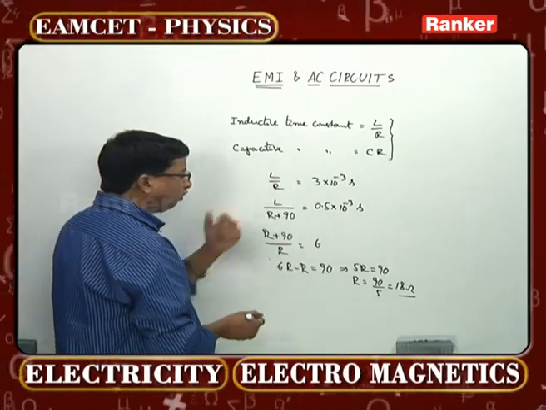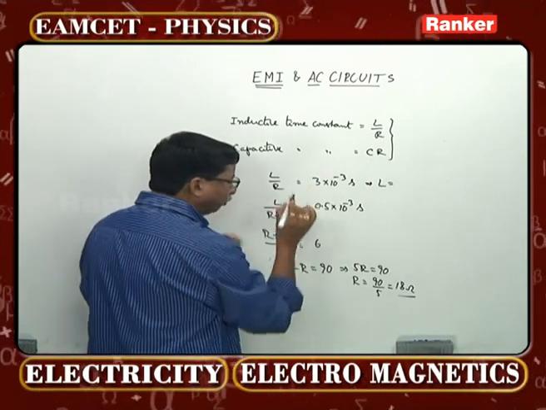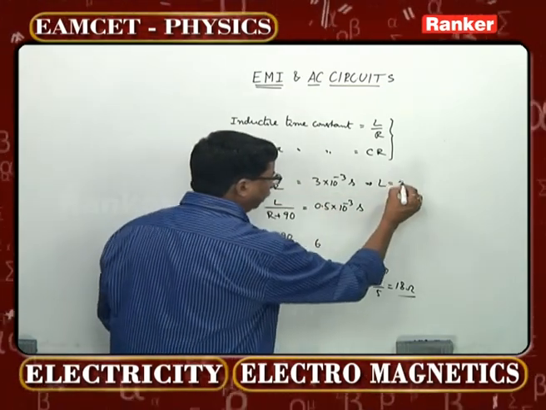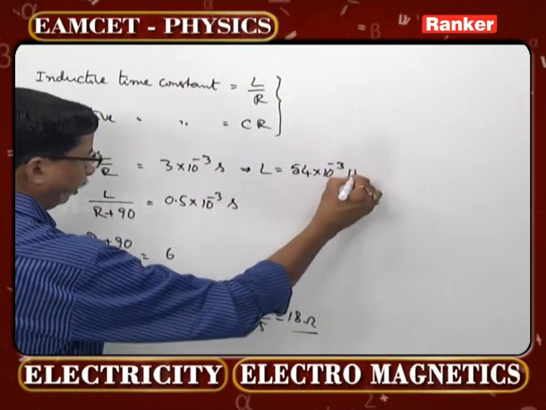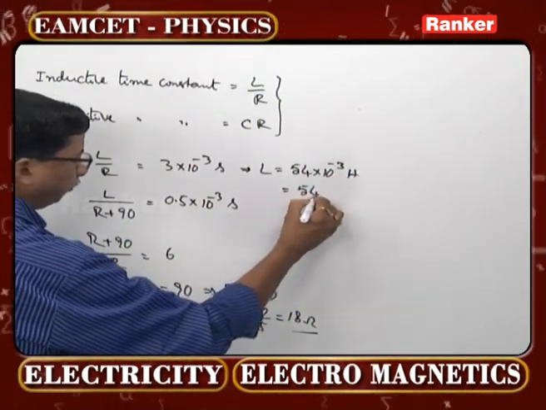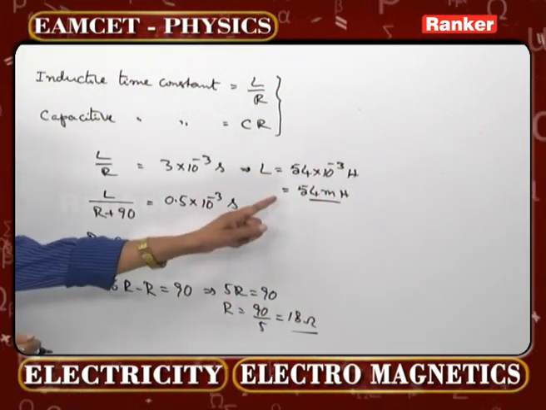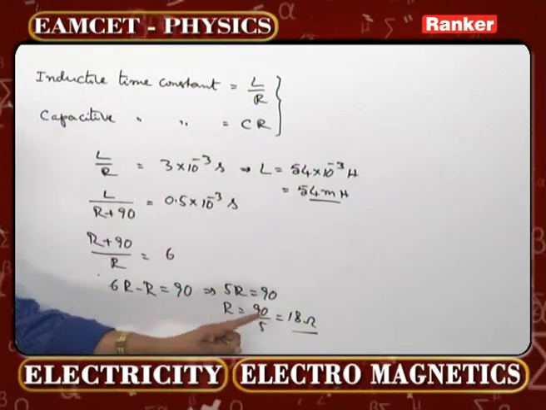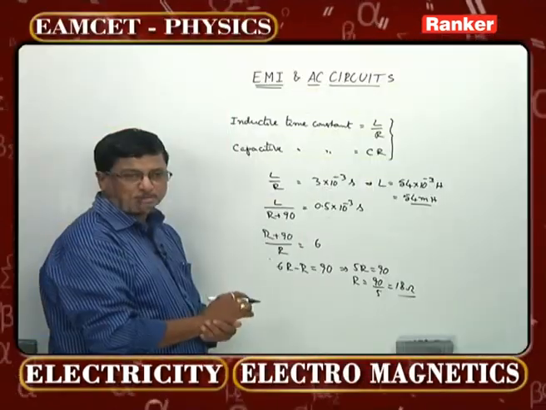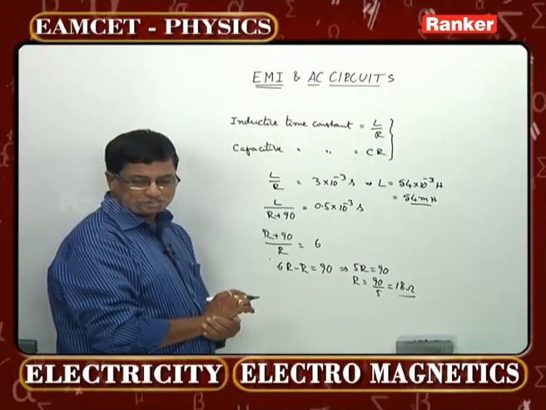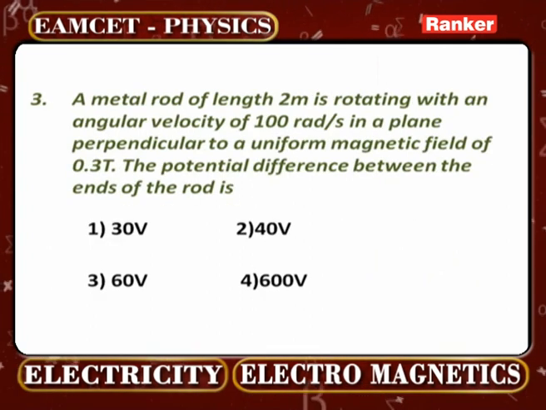But we also want L. So simply from this, L is equal to R into this value. 18 into 3, 54 into 10 power minus 3 Henry. That you can write as 54 millihenry here. So 54 millihenry is the L value and 18 ohm is the R value. These two are the answers he is asking for. So the first option is going to be correct for the second problem. Look at the next problem, that is problem number 3.